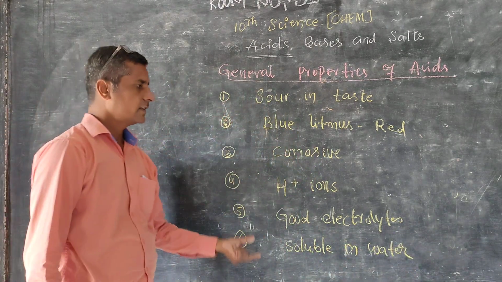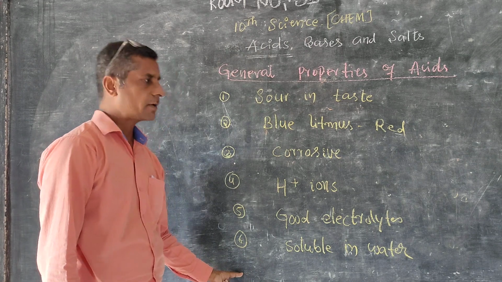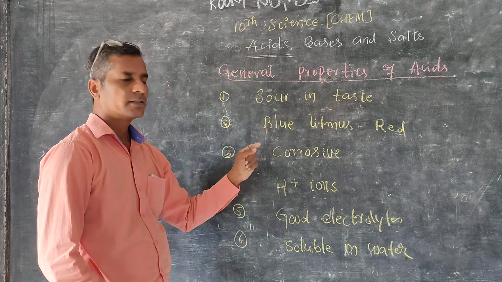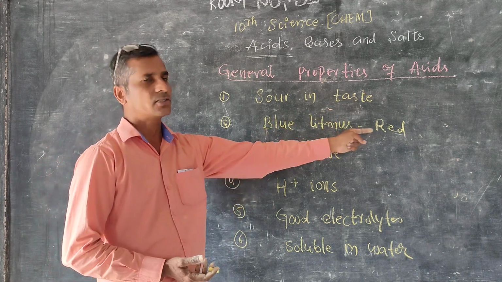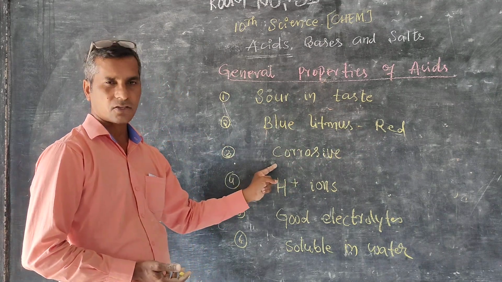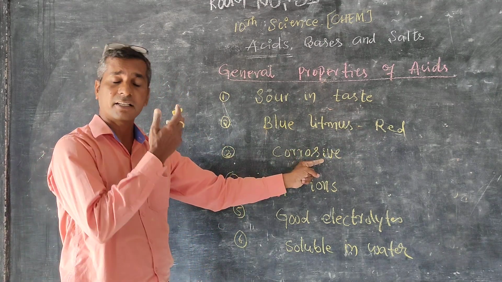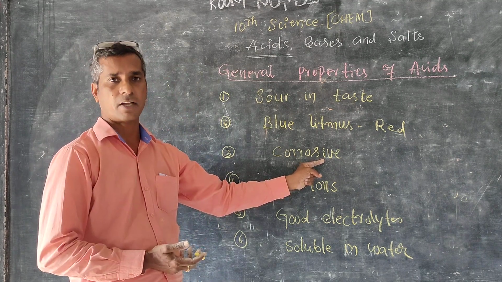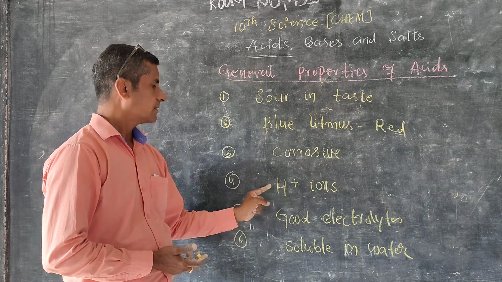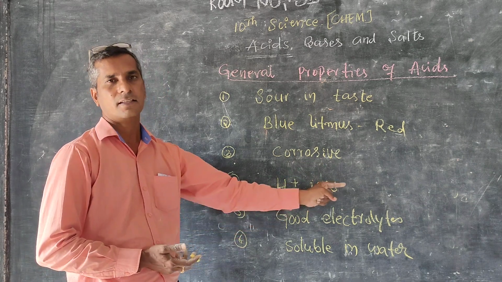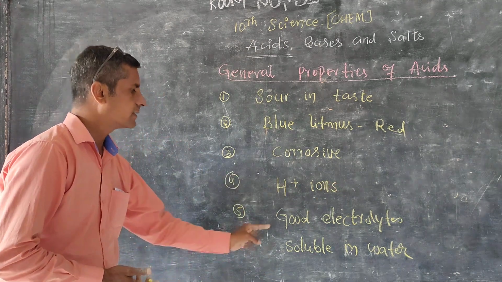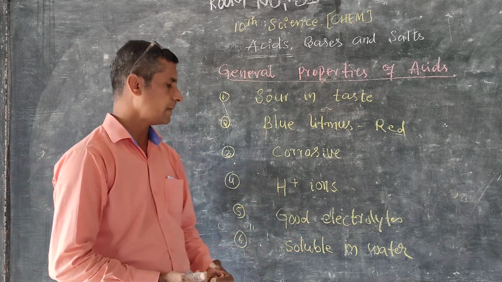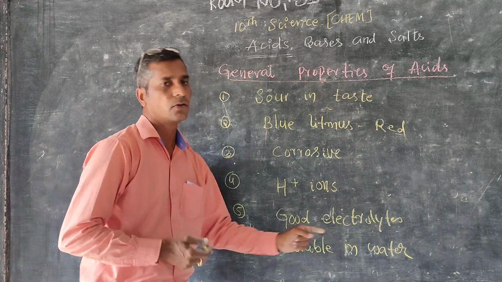Students, so these are some important general properties of the acids. Number one, they are sour in taste. Next, the acids turn blue litmus paper into red color. The next is acids are corrosive in nature. They are reactive. They readily react with the metals to change their color. They can decrease the strength of the metals. Later, the acids produce H plus ions in the aqueous condition. Also, the acids are good electrolytes. They conduct electricity through them. Later, the acids are soluble in water.